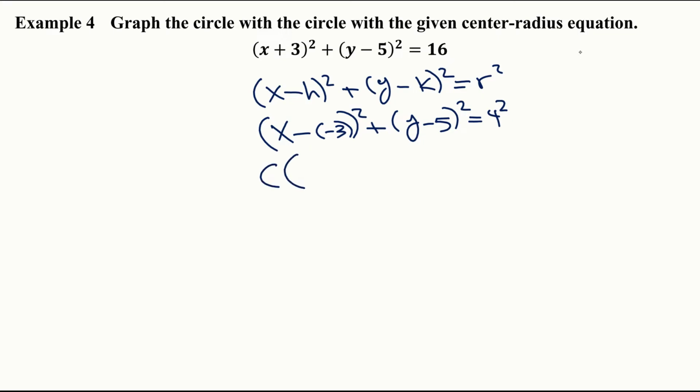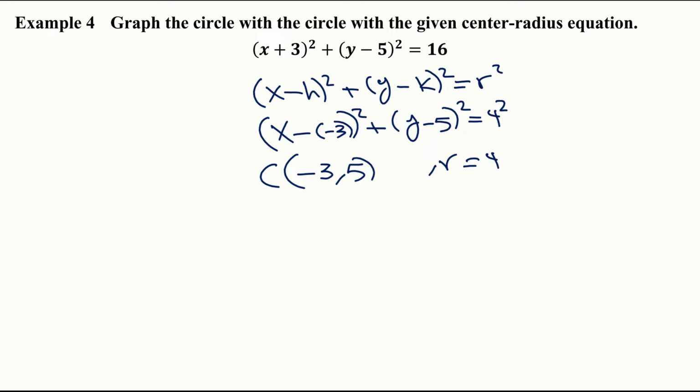So now I can extract my center and radius. So I know the center will be at negative 3 comma 5. If you've written the two expressions within the parentheses as a subtraction, then whatever comes after the minus sign in the first one is going to be your h, and whatever comes after the minus sign in the second expression is going to be your k. And your radius here is 4.